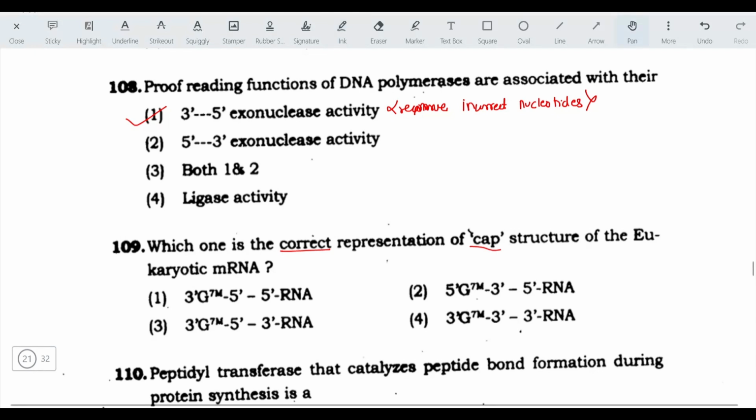Next question, which one is the correct representation of the cap structure of eukaryotic mRNA? So the answer here is this one. mRNA has polarity 5' and 3'. So a methylated cap is added at the free 5' end, which is made up of guanine. G stands for guanine. So this is representing a cap structure of eukaryotic mRNA.